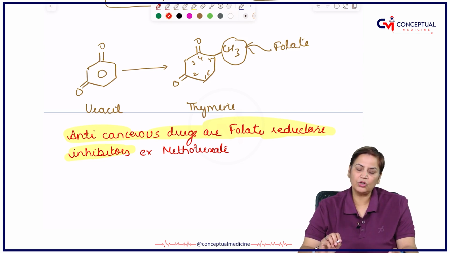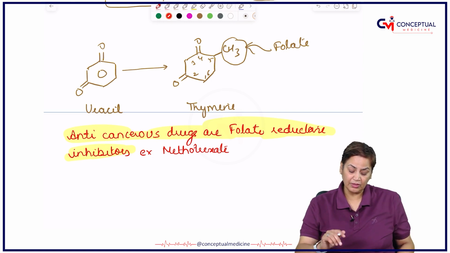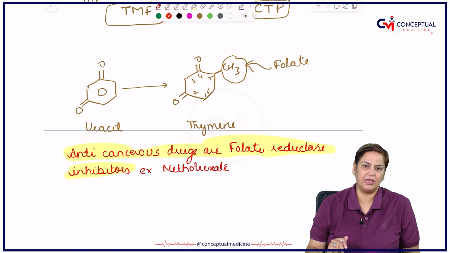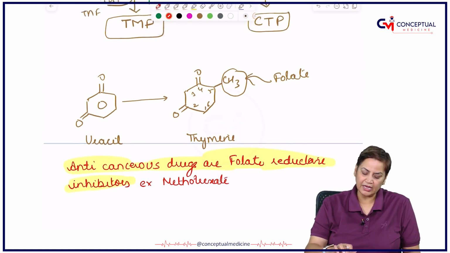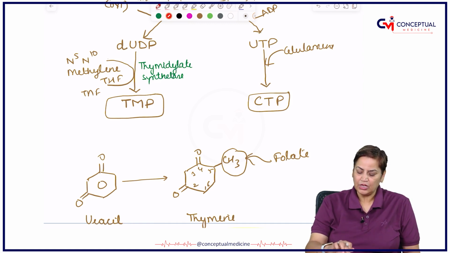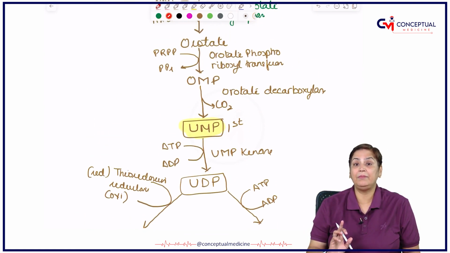So it is not going to let DNA form, because whenever a kind of virus invasion is there, they try to take the host machinery. So they have to be converted into DNA. But the reaction which is stopping the formation of DNA will automatically lead to inhibition of this. So how are they inhibiting? By inhibiting folate reductase. Clear? So this is the formation of pyrimidines.